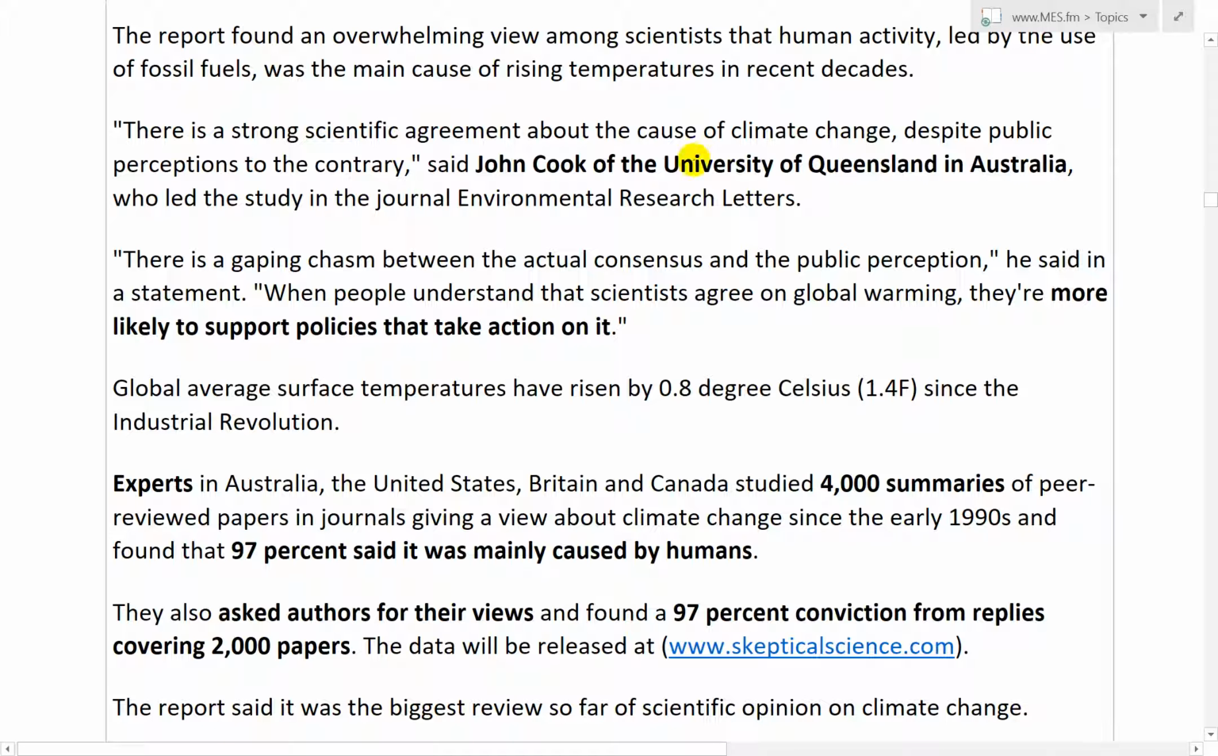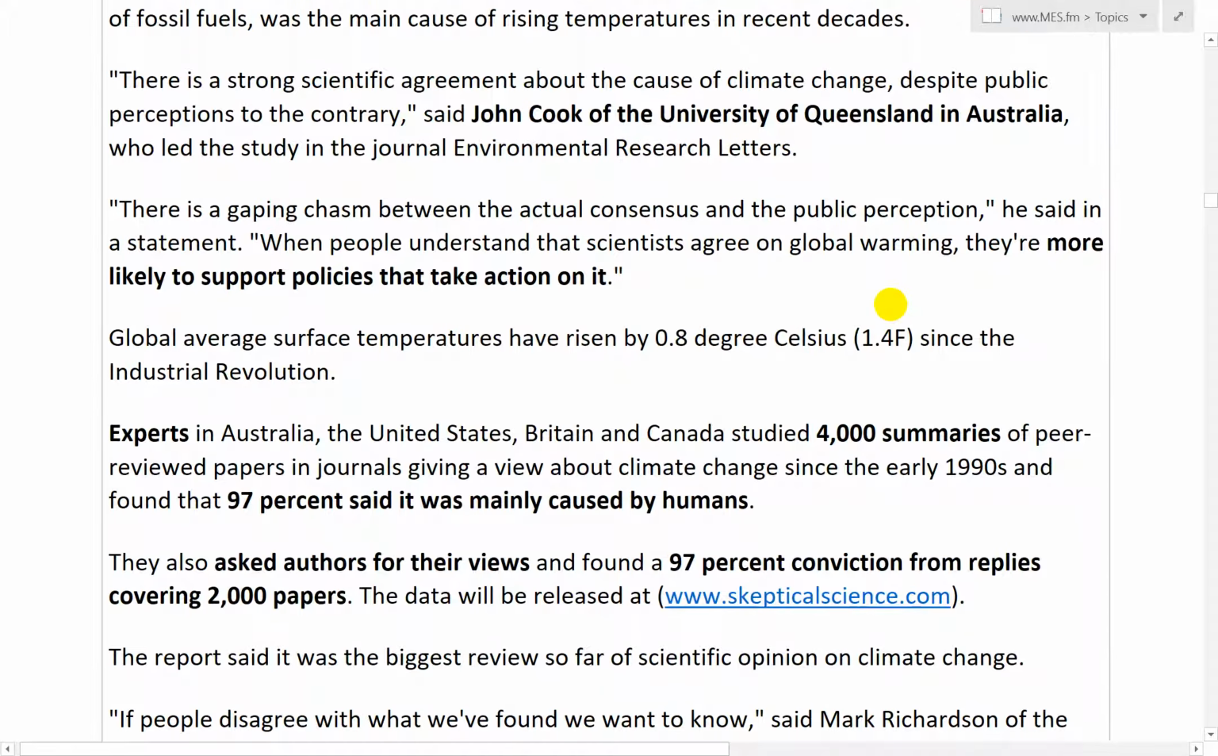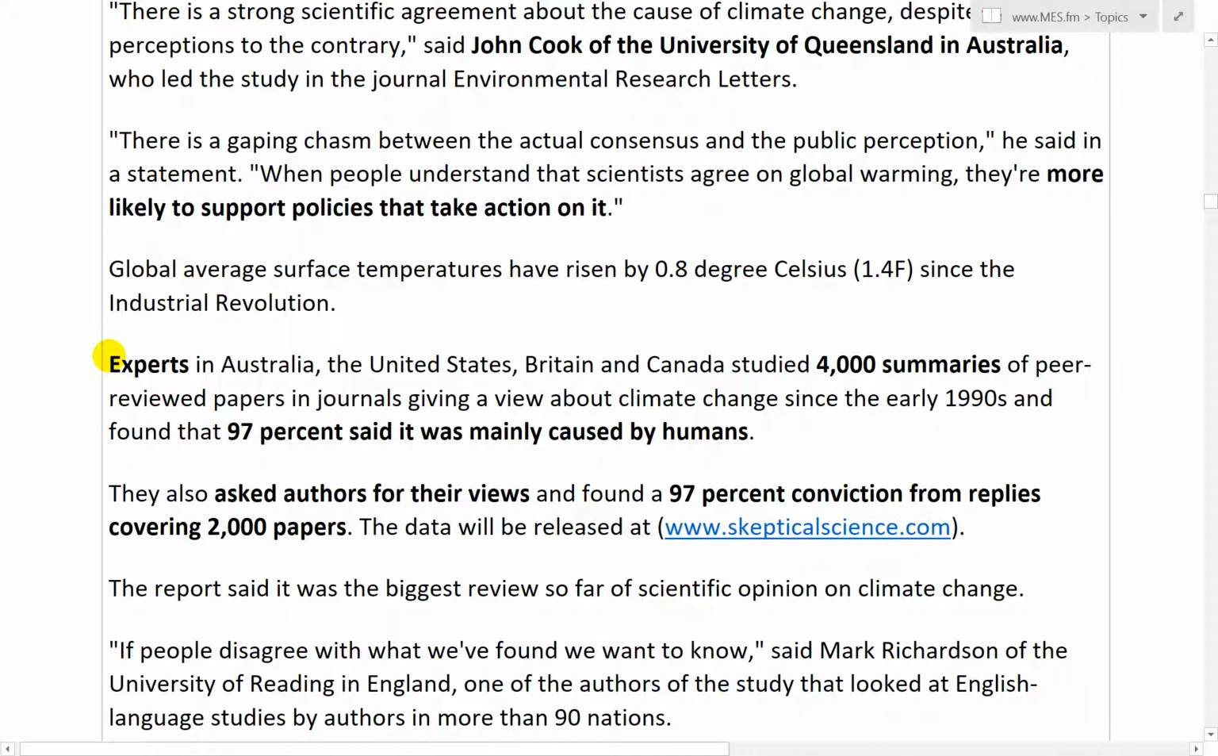There is a strong scientific agreement about the cause of climate change, despite public perceptions to the contrary, said John Cook of the University of Queensland in Australia, who led the study in the journal Environmental Research Letters. There is a gaping chasm between the actual consensus and the public perception, he said in a statement. When people understand that scientists agree on global warming, they're more likely to support policies that take action on it.